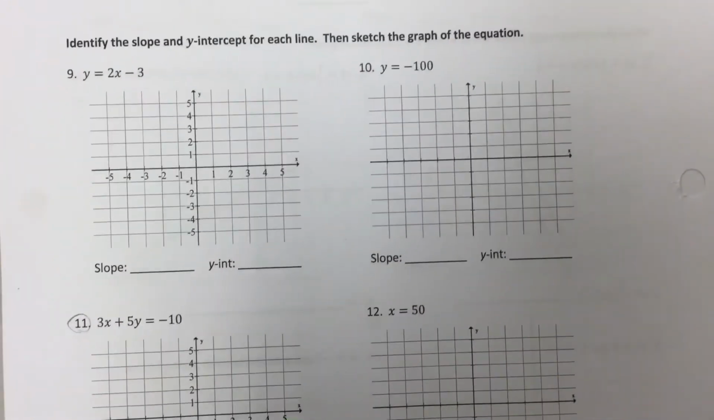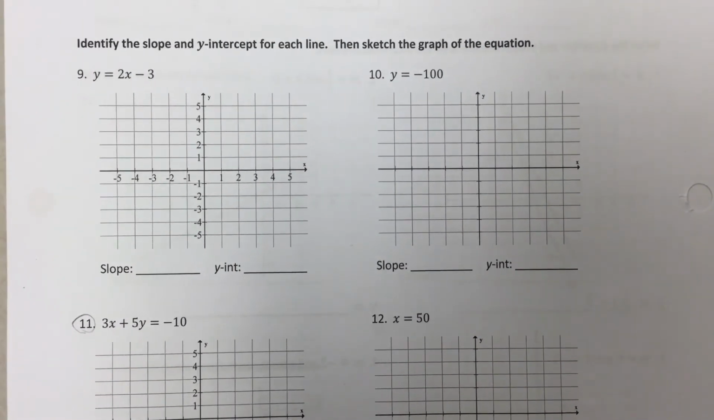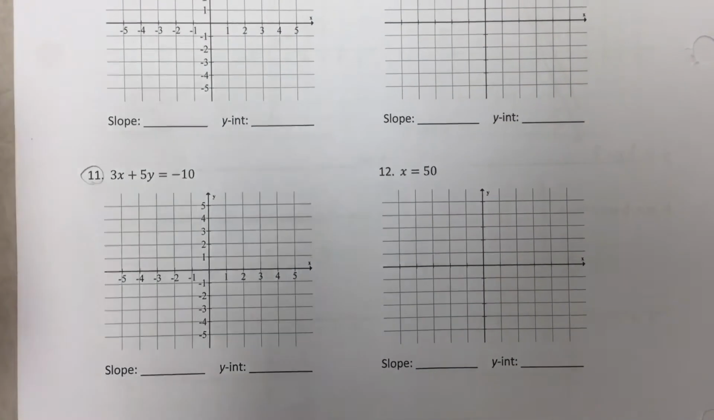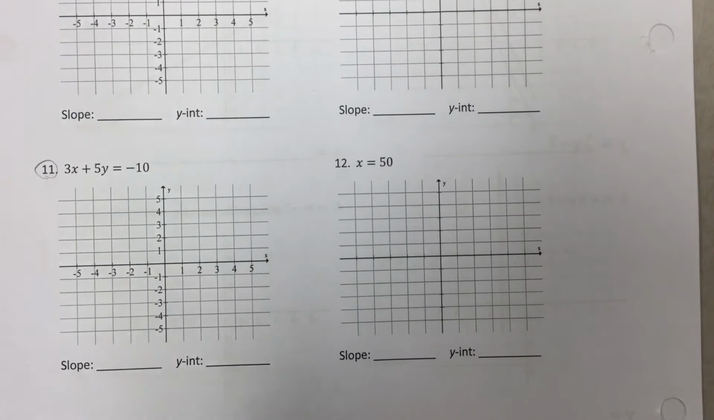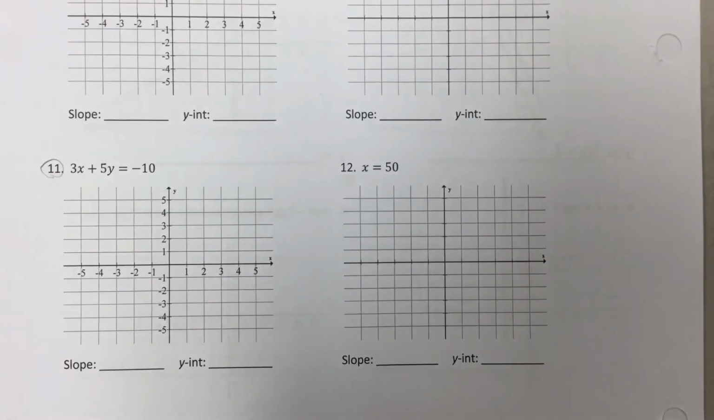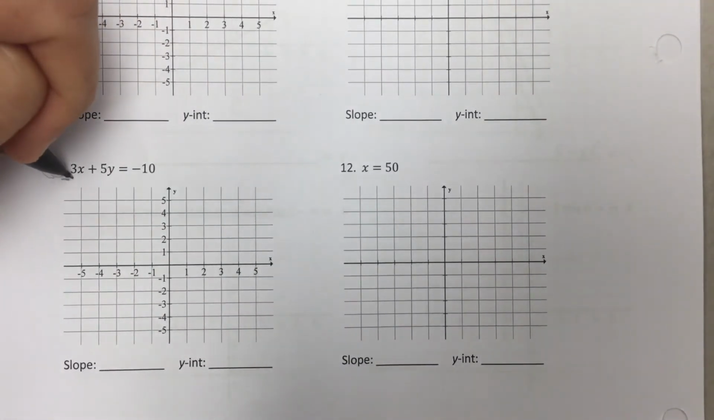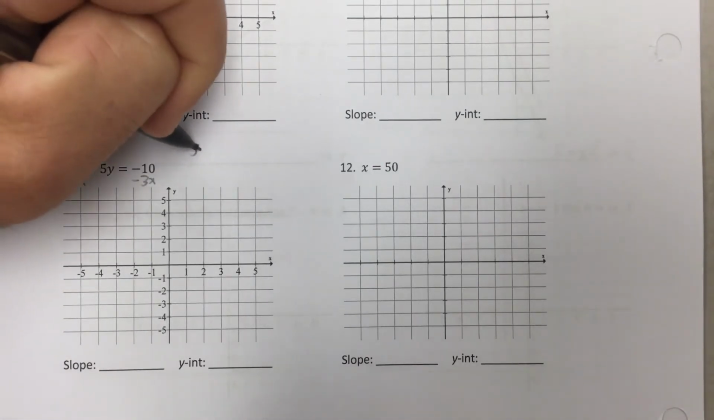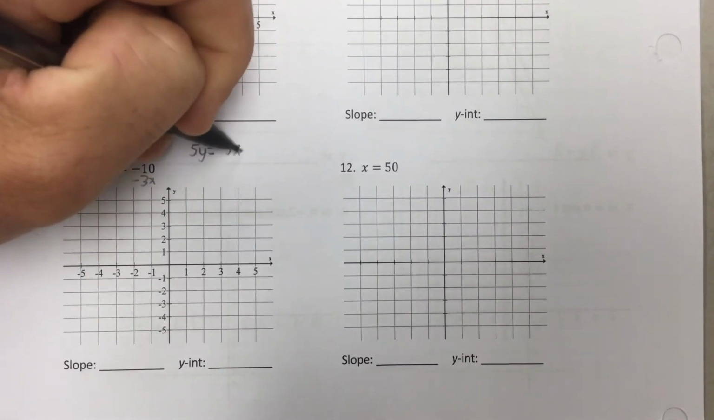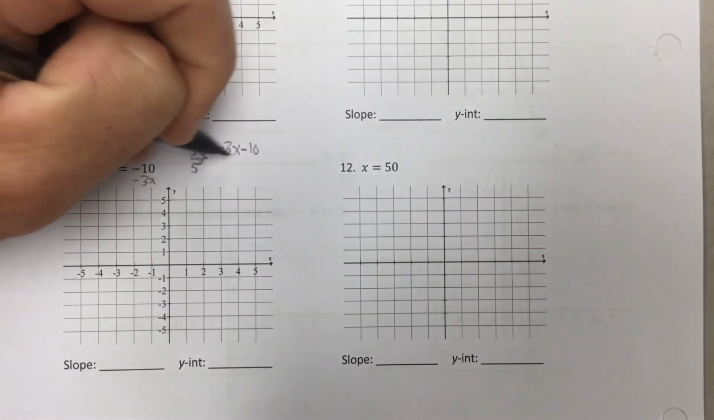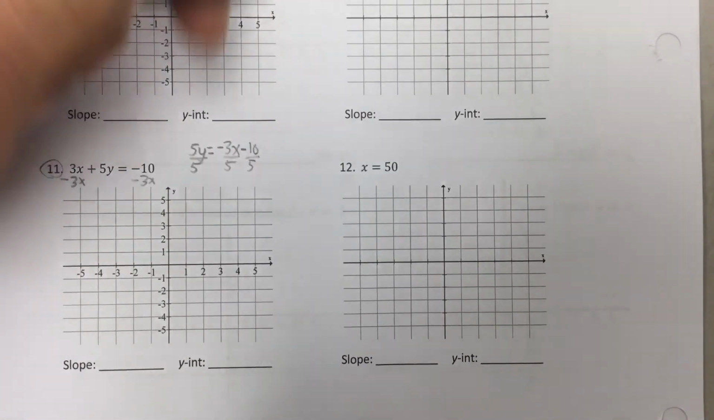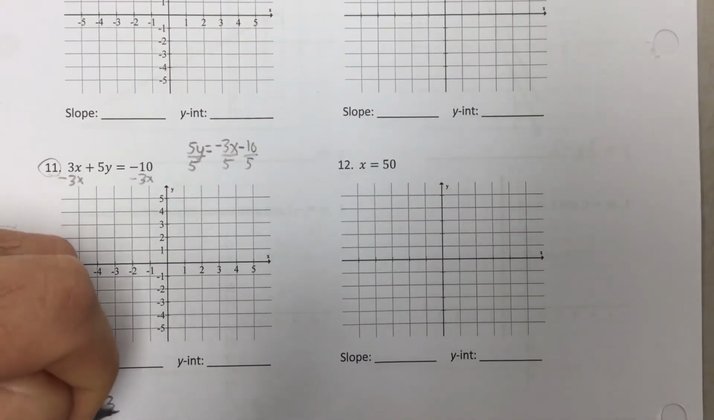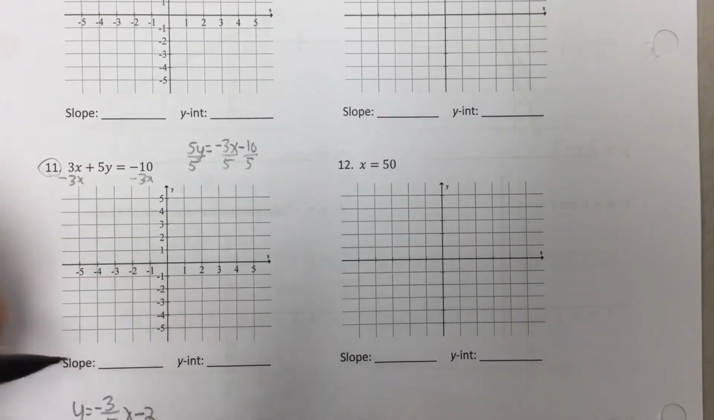All right, we're going to try number 11 next, and that one says identify the slope and y-intercept of each line and then sketch the graph. So for number 11, if you notice, we are in standard form. So again, we have to get the y by itself before we do anything else. So I'm going to subtract 3x, which will give me 5y equals -3x minus 10, divide by 5, and our equation, which I'll put down here, be y equals -3/5 x minus 2.